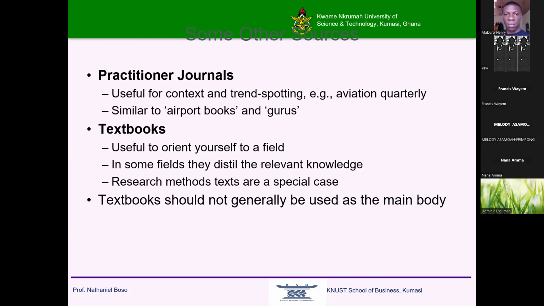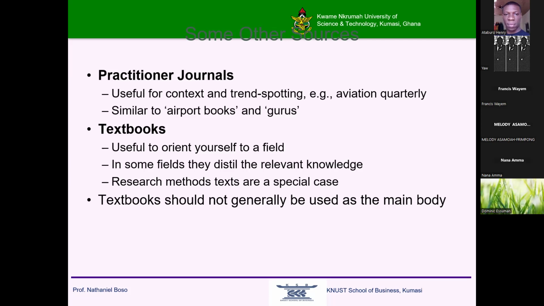And then the general textbooks, you may read textbooks just to have an appreciation of the boundaries or the frontiers of a particular area of inquiry or topic you are interested in, but not to cite them. Occasionally, you may cite some of them, but you do as much as possible to move away from dwelling on textbooks for discussion in your literature. You may read to get an initial broad knowledge about the area, and then you can follow up with actual research publications that highlight those things vividly. Textbooks should not generally be used as the main body, okay?